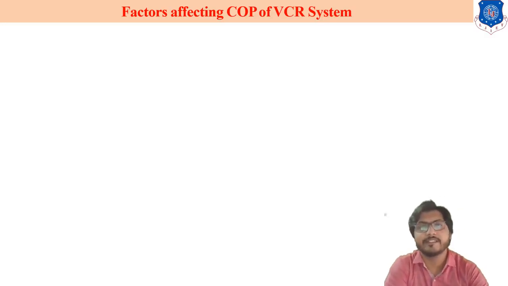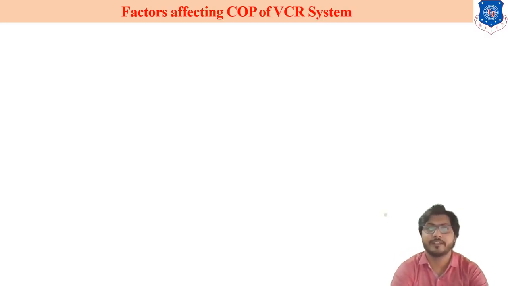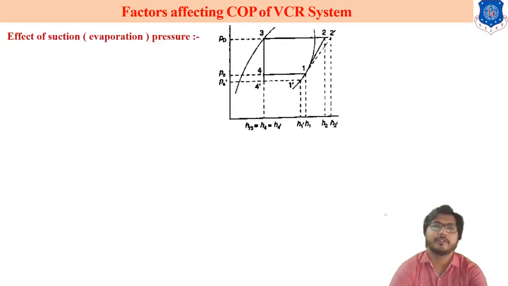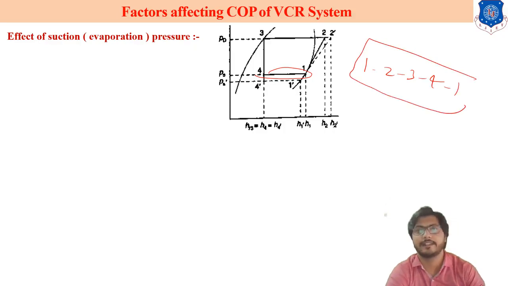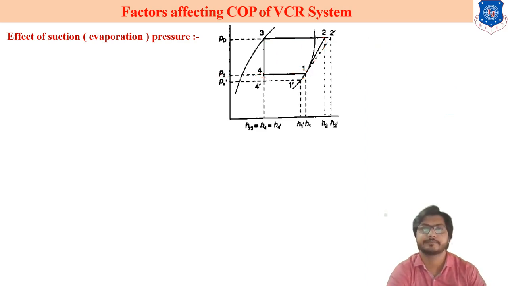Now, factors affecting COP of VCRS. Which type of factors affect the COP of the VCRS cycle? First factor is the effect of suction pressure or evaporation pressure. Where is suction done? At point 1. Here is suction. 1, 2, 3, 4, this is our main cycle, and this is our suction pressure PS.